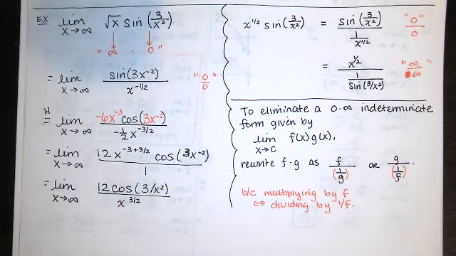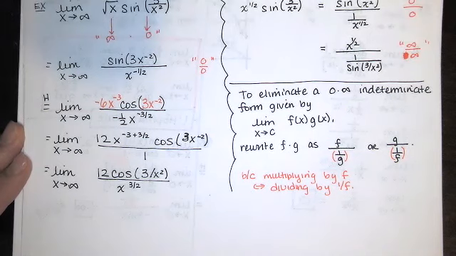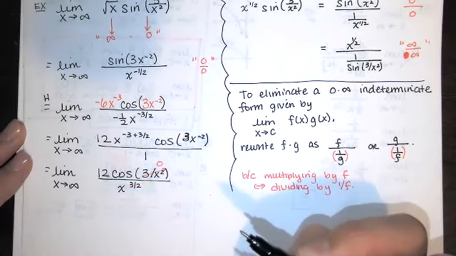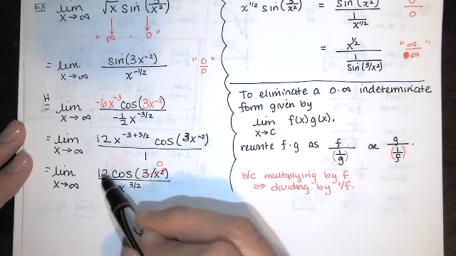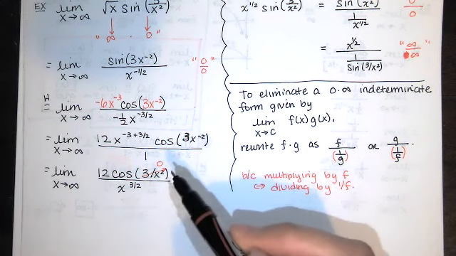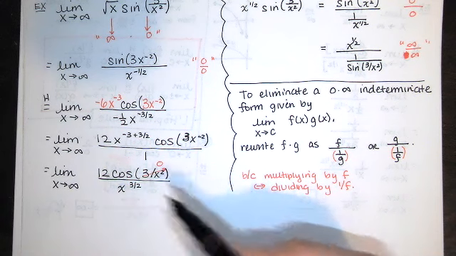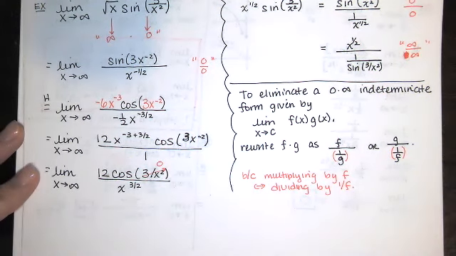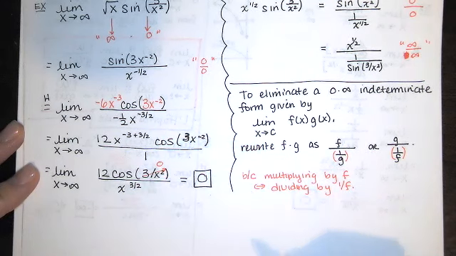It's an x to the positive 3/2 when I put it in the denominator. Okay, now let's think about what happens as x goes to infinity. As x goes to infinity, 3 over x squared still approaches 0. So I've got cosine of 0, which is approaching 1. So I've got 12 times 1 in the numerator, so I've got 12. 12 over a very large number to the 3/2 power, so it's a very large number. So 12 over something very large is something very small. That limit ends up being 0.